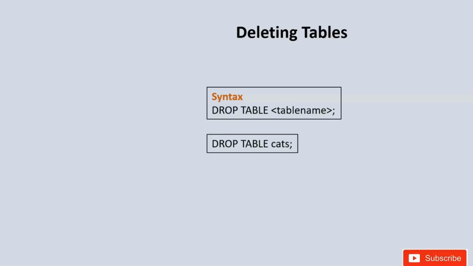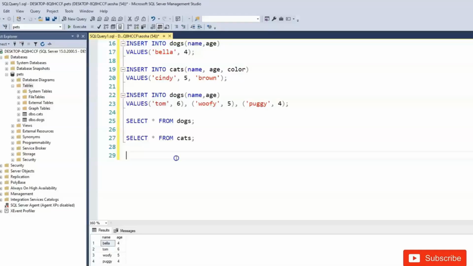The syntax to delete a table is simply we type the keywords drop table followed by the name of the table. So if we choose to delete our cats table, all we need to do is type drop table cats. We end with a semicolon. Let's go ahead and delete our dogs table.